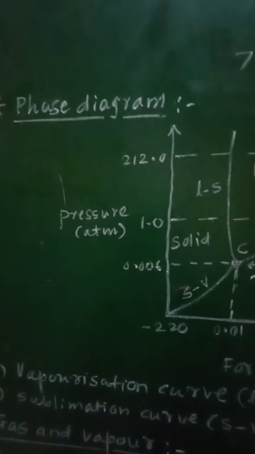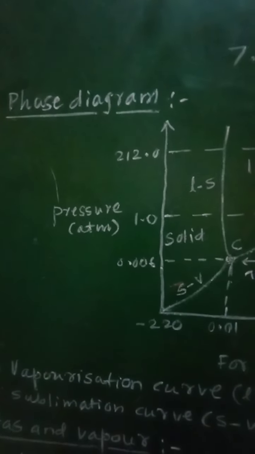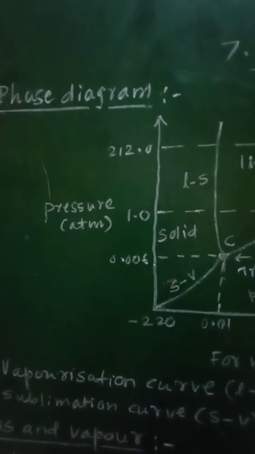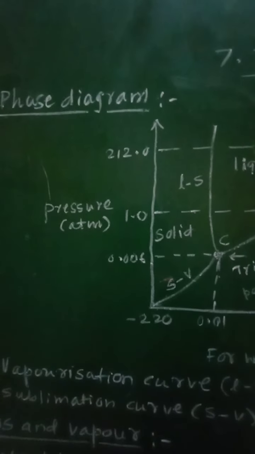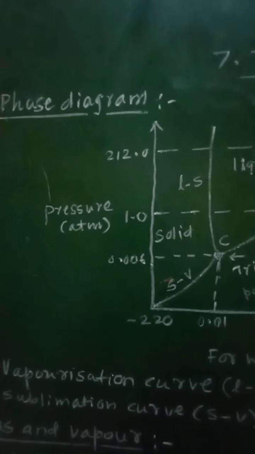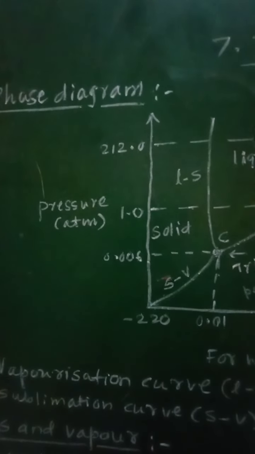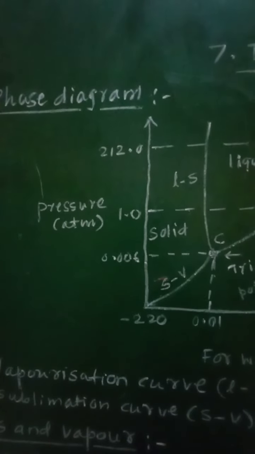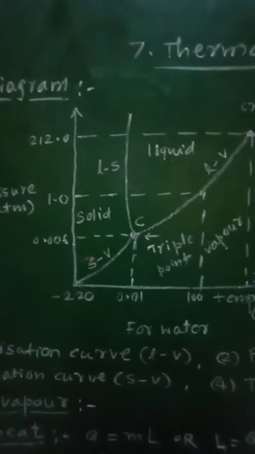If we plot a graph of pressure against temperature, that is a PT diagram, which is convenient for comparing different phases of a substance, it is called a phase diagram. So a phase diagram is nothing but the graph of pressure against temperature, that is the PT diagram, which is suitable for comparing the different phases of any substance.